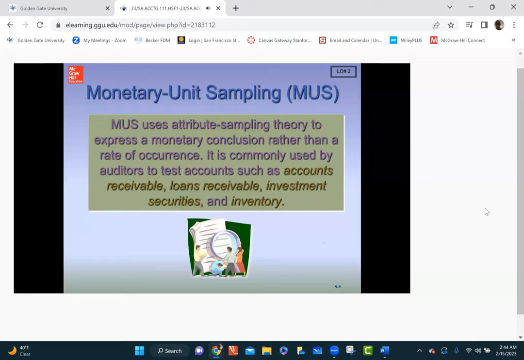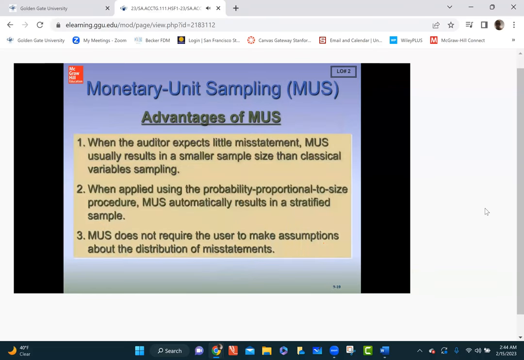Dollar unit sampling, monetary unit sampling, those terms are synonymous, has a huge advantage in that it automatically will stratify the sample. Remember, I gave you the example where we had a population with some really big account balances and then a bunch of little ones. I said I'm going to carve off those big ones and send out a confirmation or do my audit procedure on those, and then I'll take a sample of the littler ones. Well, think about this: dollar unit sampling is going to automatically emphasize those larger dollar amounts.